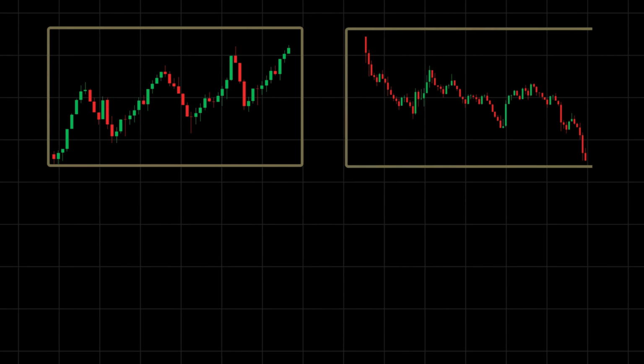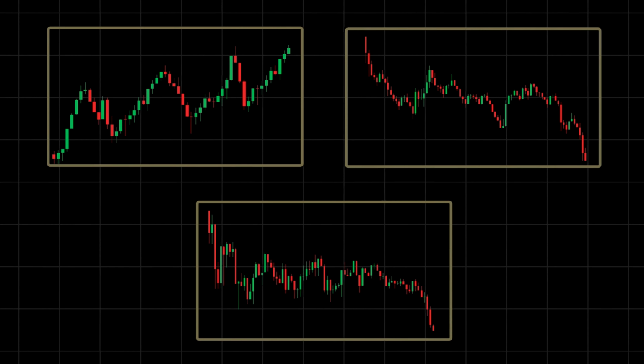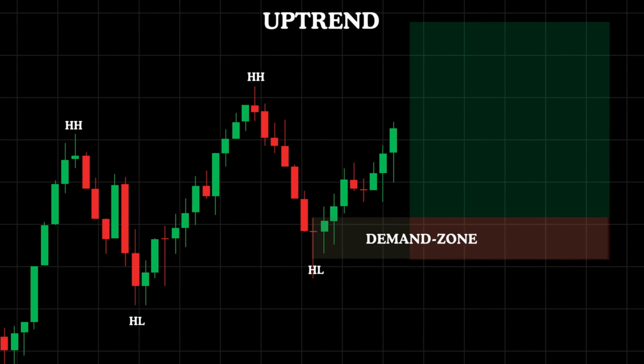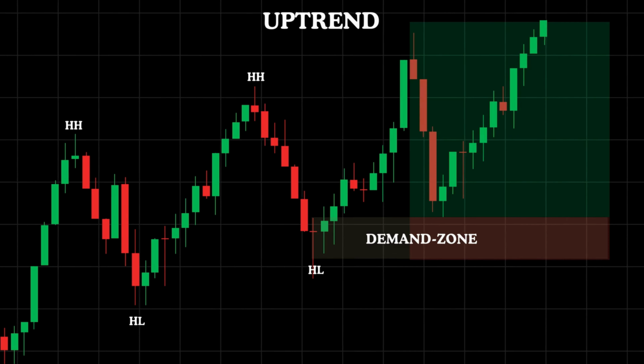Three types of market structure you truly need to understand: uptrend, downtrend, and range. Let's keep it simple and break each one down. First, the uptrend. This occurs when price continues moving higher. You'll notice higher highs and higher lows, which simply means buyers are in control. In this type of market, the smart approach is to seek buying opportunities when price pulls back.